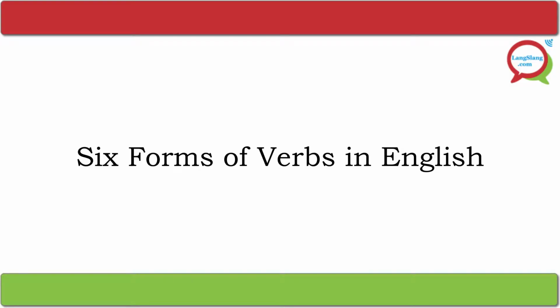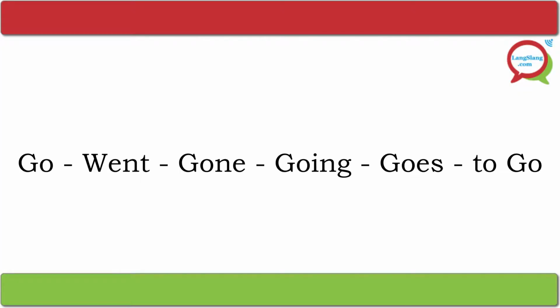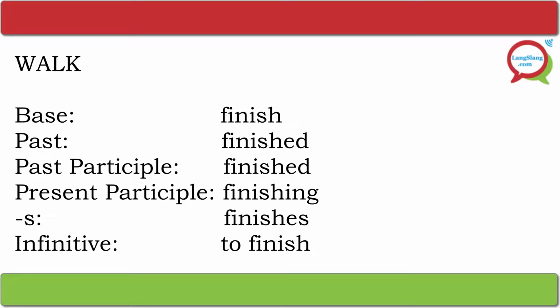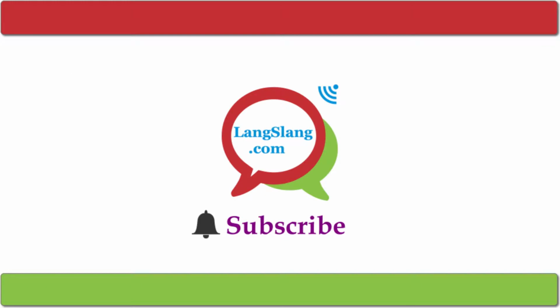So, students, we have 6 forms of verb in English. For example, for the verb go, we have go, went, gone, going, goes, and to go. So, every verb can be used in 6 ways or forms, like forms of verb walk, and like forms of verb finish, forms of verb do.